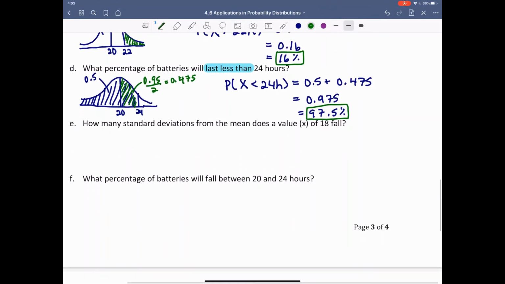Part E says, how many standard deviations from the mean does a value x of 18 fall? We know that 18 is equal to 20 minus 1 standard deviation. So 20 minus 2. So 18 hours is exactly 1 standard deviation to the left of the mean.